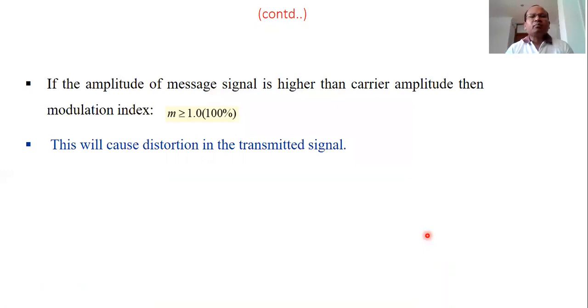So if it has more than 100%, that is the over modulation case, what does it mean? The amplitude of the message signal is larger than the amplitude of the carrier signal. So this causes distortion in the transmitted signal. And a distortion is an unwanted signal. It affects the signal recovery, the signal strength, and the signal quality at the receiver. So therefore, over modulation has to be avoided.